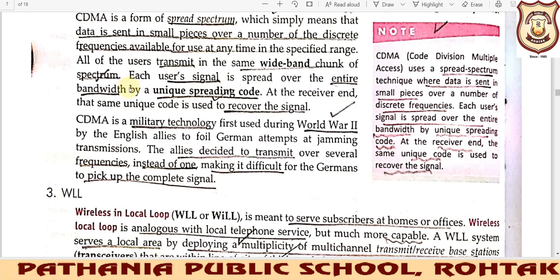By using a unique spreading code, whatever data is being transmitted through this spectrum is encoded, and the receiver has to decode it before it is able to receive it. So it involves encoding and decoding, which makes the data much more secure. That is why it was used in military technology during World War II.